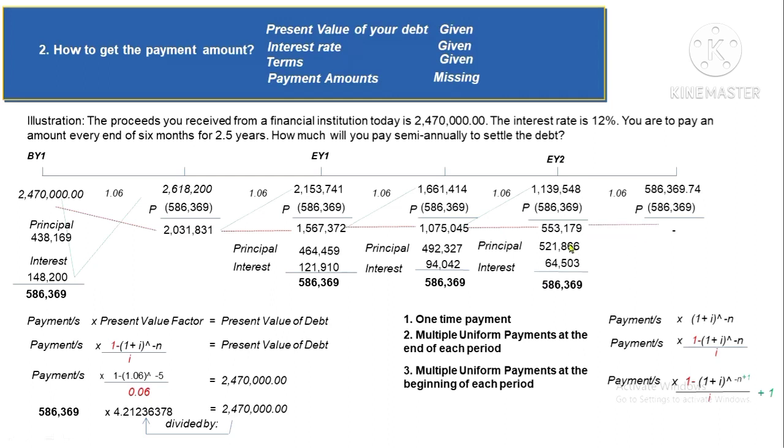And the last is 553,179 minus 0. You have a principal payment of 553,179, and the interest is the difference between these two. So 33,190.74 for a total of 586,369.74. And let me remind you again that this difference of 0.74 is due to rounding of factors. So that's it for question number 2. Question number 3 is coming right next.